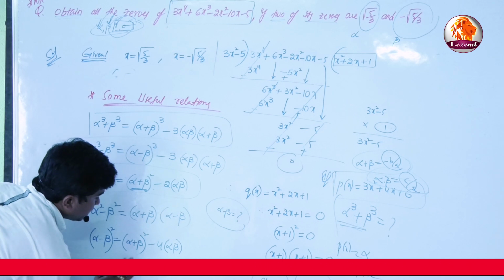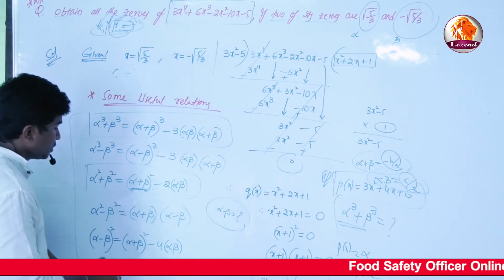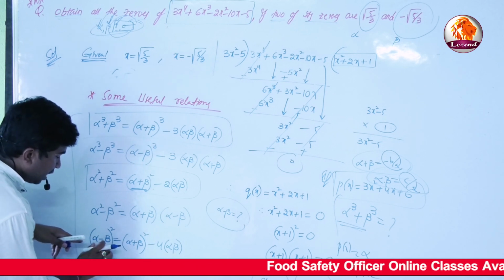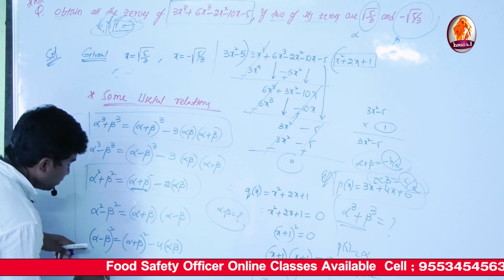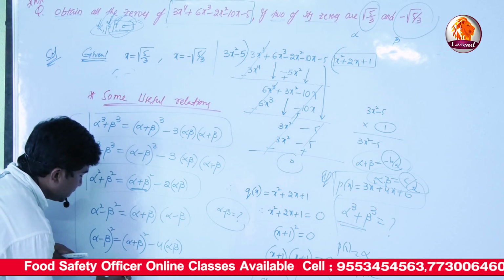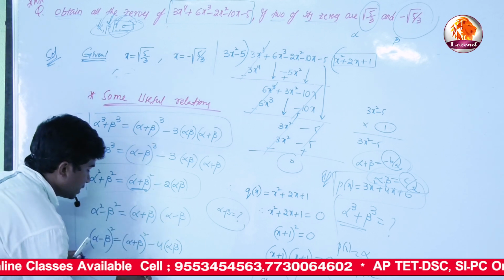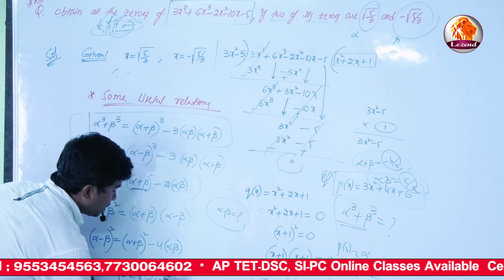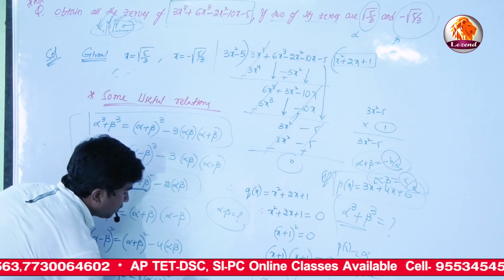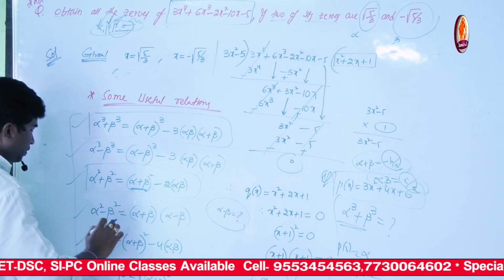So if you know all these points, we can apply them in the given problems. By using that, alpha minus beta whole square is equal to alpha plus beta whole square minus 4 alpha beta. For example, alpha minus beta is equal to what? Taking the square root, alpha minus beta is the square root of alpha plus beta whole square minus 4 into alpha beta.